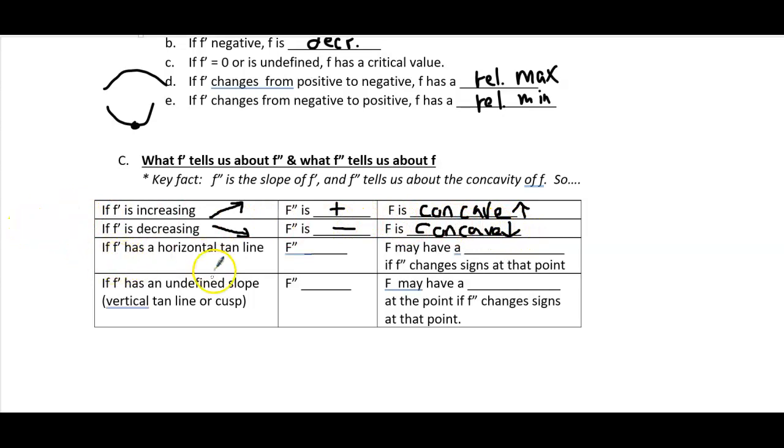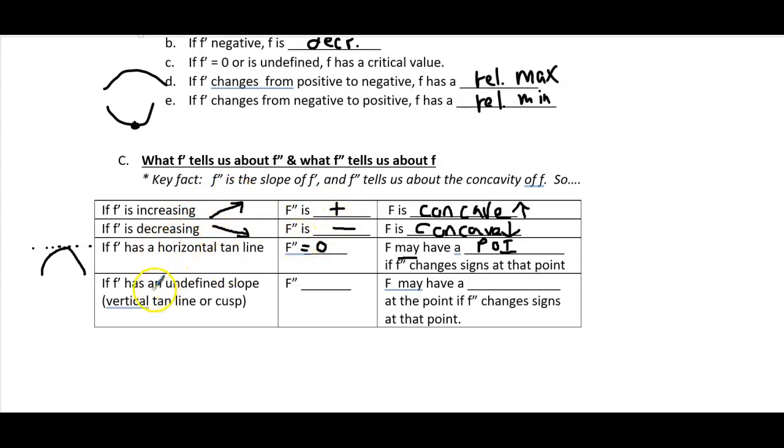Now, suppose that f prime has a horizontal tangent line. So for instance, like if I had this, it would have a horizontal tangent line grazing it at that point, right? That would mean that f double prime equals 0. And that means that f may, the key word is may, have a point of inflection at that point if f double prime is changing signs at that point. In other words, f double prime is going from positive to negative, or another way you can think of it is f prime is going from increasing to decreasing.